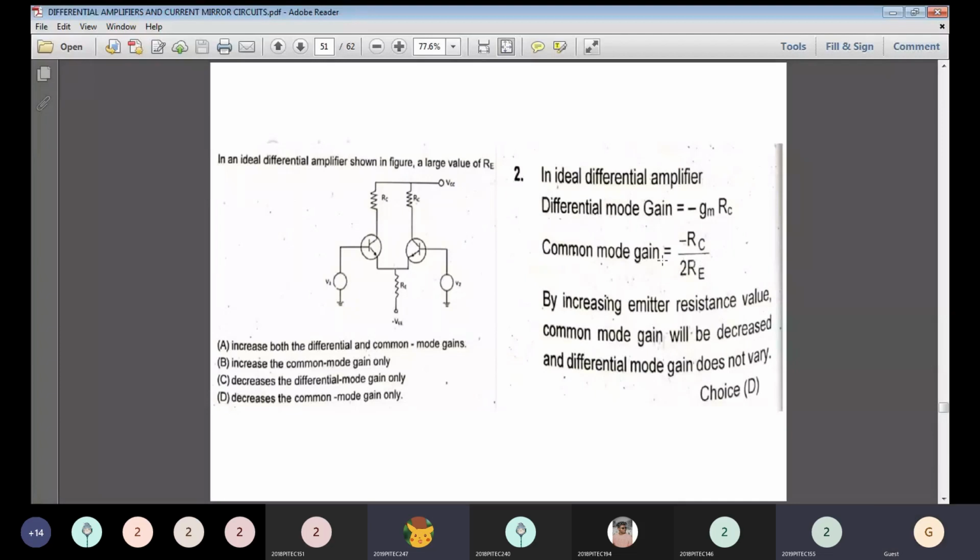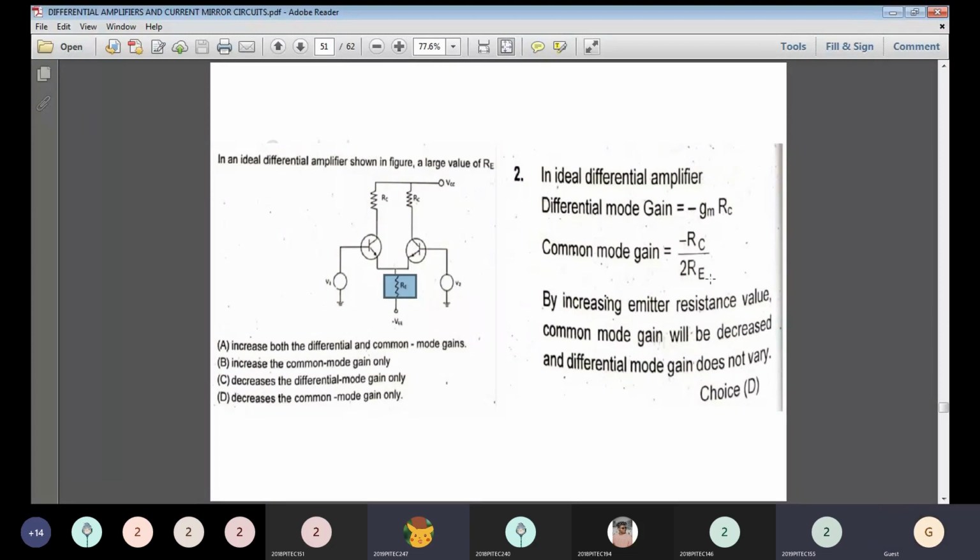These are inversely proportional, right? Common mode gain and resistor Re here. This Re is inversely proportional, so it will decrease. And the differential mode gain does not vary. Only common mode alone decreases. So the option is, from this, we can say it decreases the common mode gain alone. Why alone? It's only because only common mode is going to decrease and differential mode there is no change. Why is there no change? Because it is independent of your resistance Re.